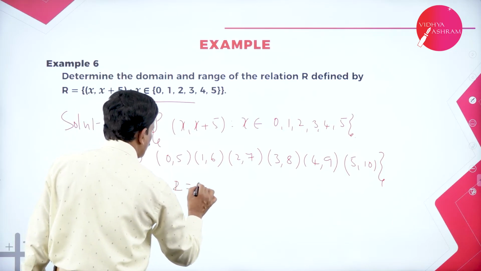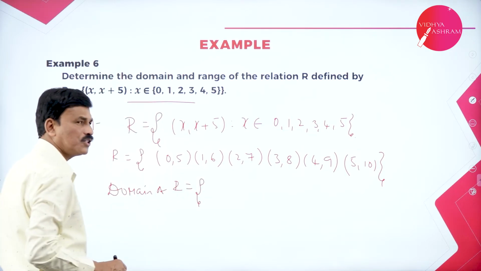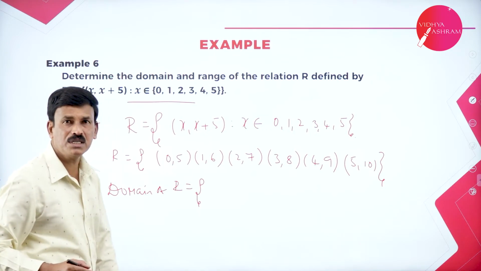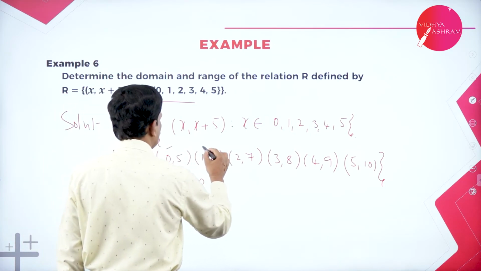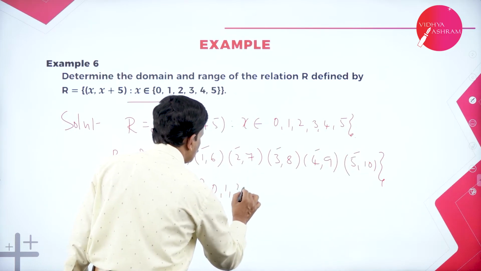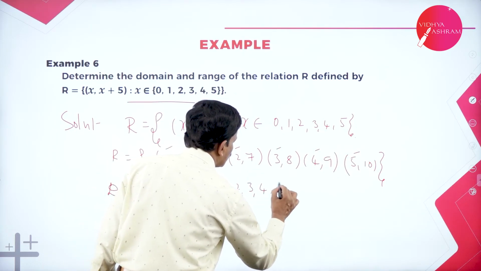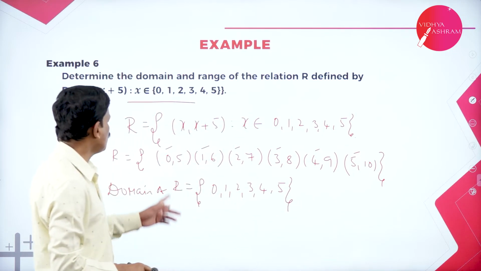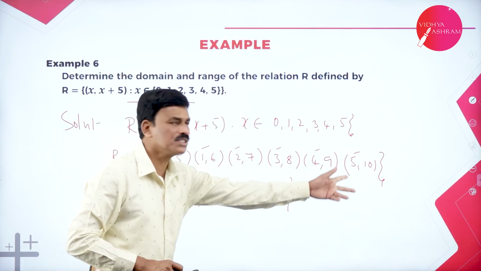So the domain of R is nothing but the set of all first elements of the relation. First elements are 0, 1, 2, 3, 4 and 5. This is the domain. The set of all first elements of the relation is the domain.